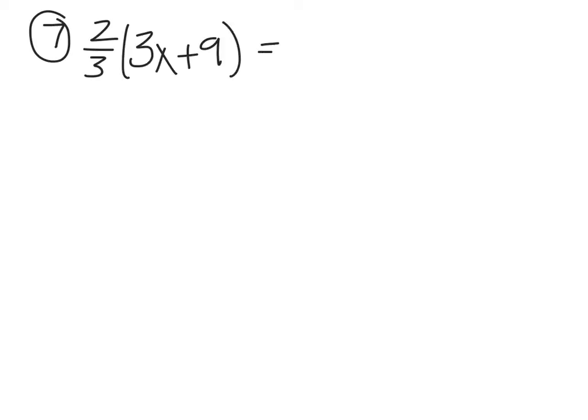I'm going to do another example, and this example is actually going to come from your homework. So I'm going to be doing problem 7 from your homework assignment. Problem 7 says 2/3 times 3x plus 9 equals negative 2 times 2x plus 6. And I picked this one on purpose because it does have that fraction in there, which tends to make things a little more complicated. Our process is still the same.